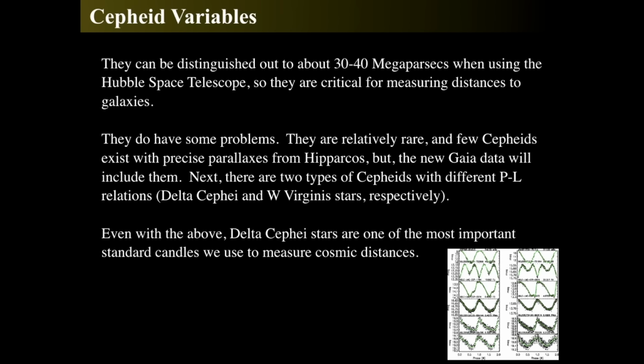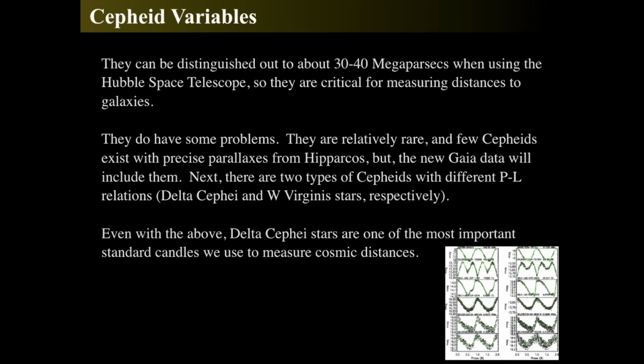But some Gaia data should be able to include them, and that's something, if you go hunting around, you should be able to find. Anyway, there are also two different kinds of Cepheids. There's the delta Cepheid and W Virginis stars. So they're both the same kind of thing, but they have slightly different period luminosity diagrams. So you have to be careful with which kind you found. So delta Cepheids, because of their intrinsic luminosity at their maximum, are incredibly important standard candles.